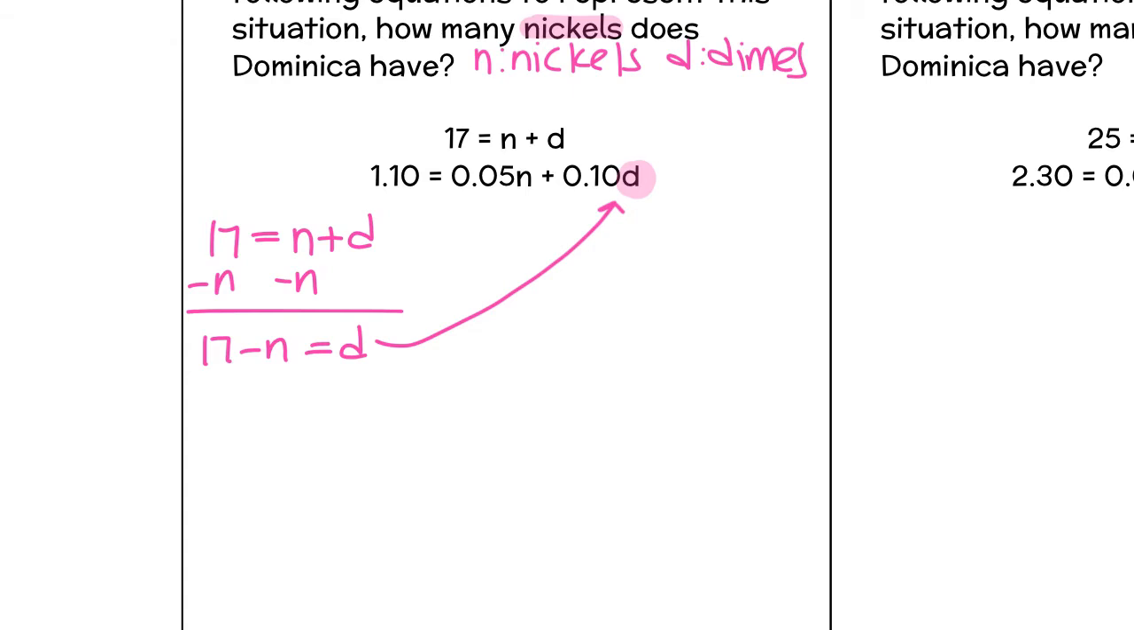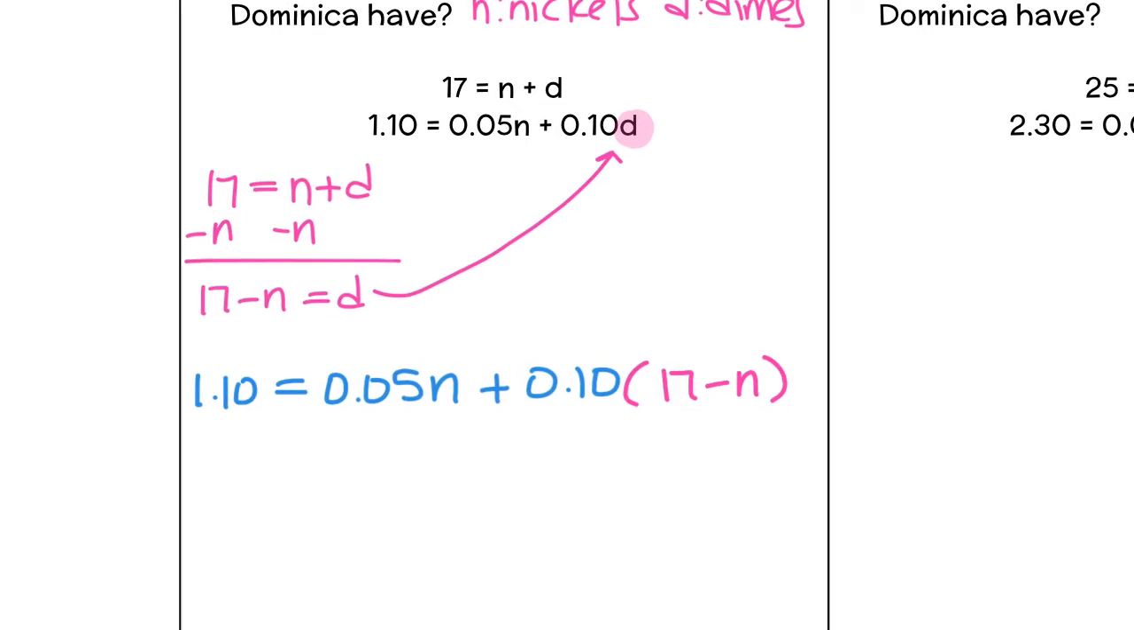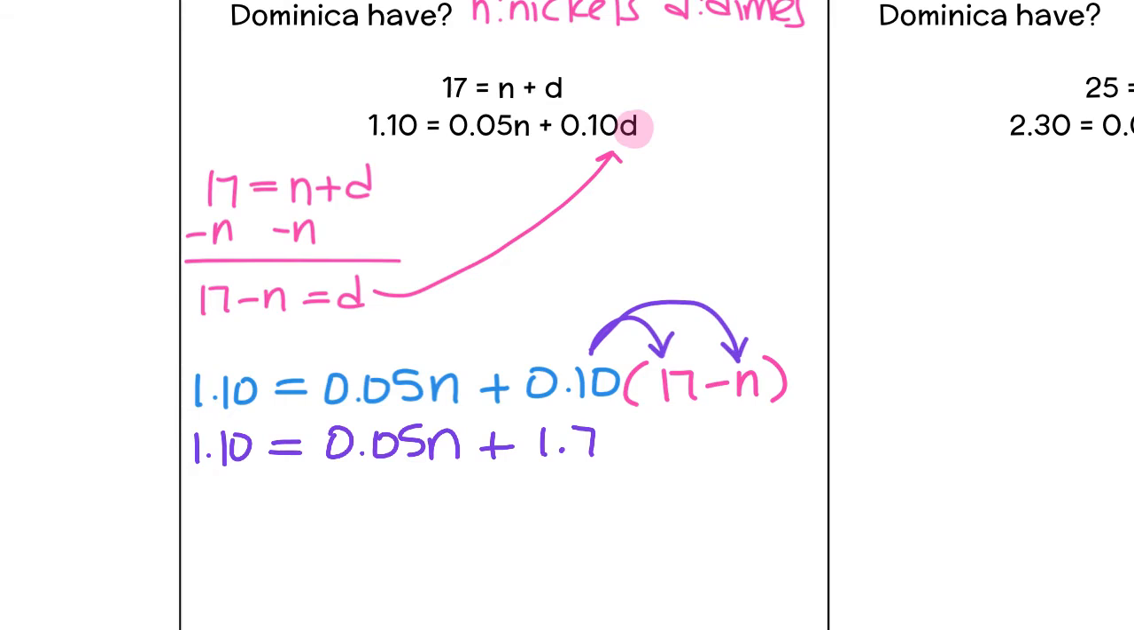Okay, so let me start solving. I'm going to rewrite that second equation. 1.10 equals 0.05 N plus 0.10, but instead of D, I'm going to write 17 minus N. Okay, now let's solve for N. The first part kind of stays the same. 1.10 equals 0.05 N. But from here, since that 0.10 is right next to the parentheses, we're going to multiply it in. 0.10 times 17 gives me 1.7, and then 0.10 times negative N is minus 0.10 N.